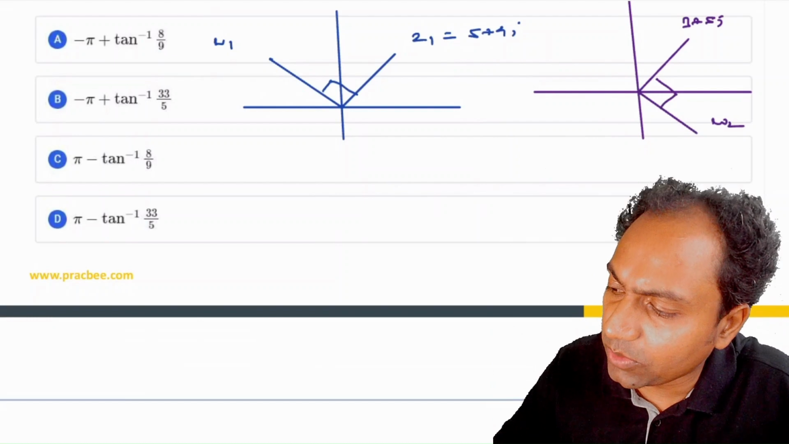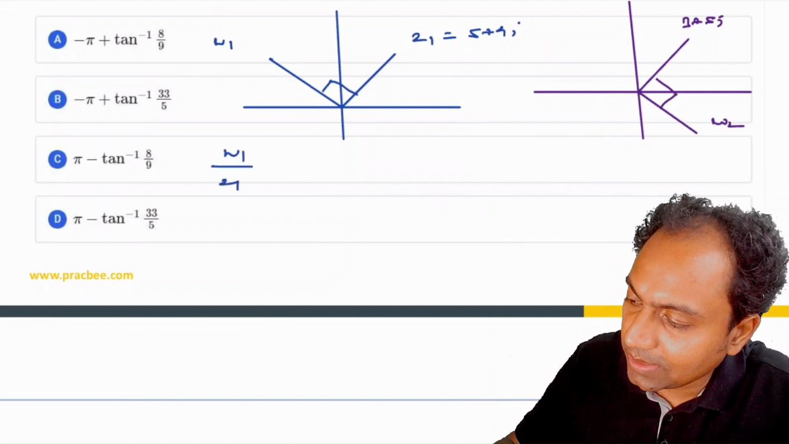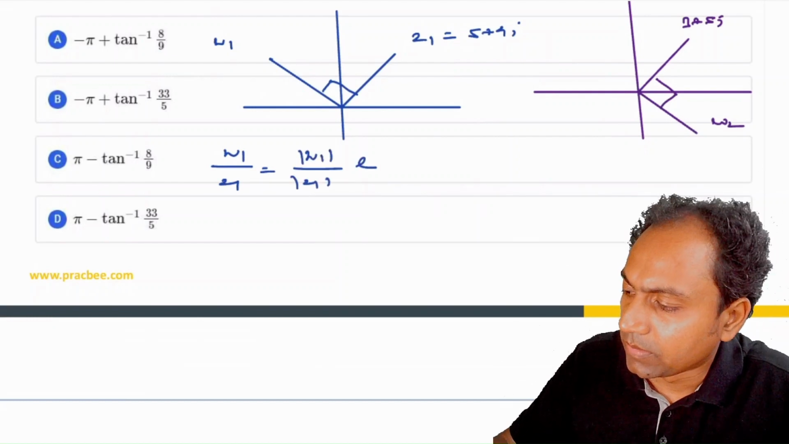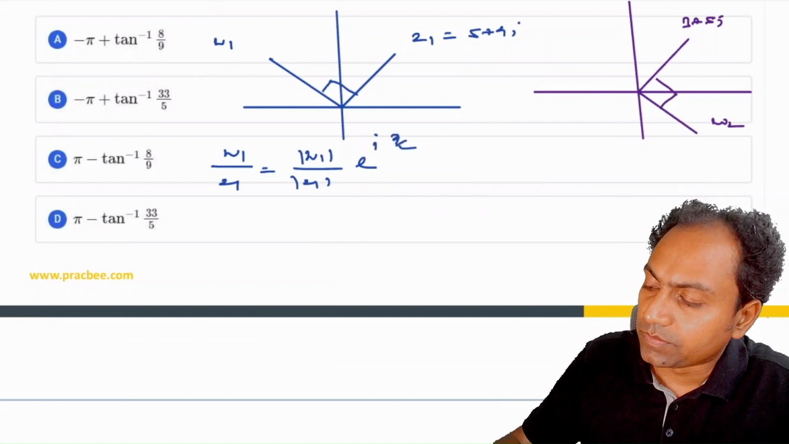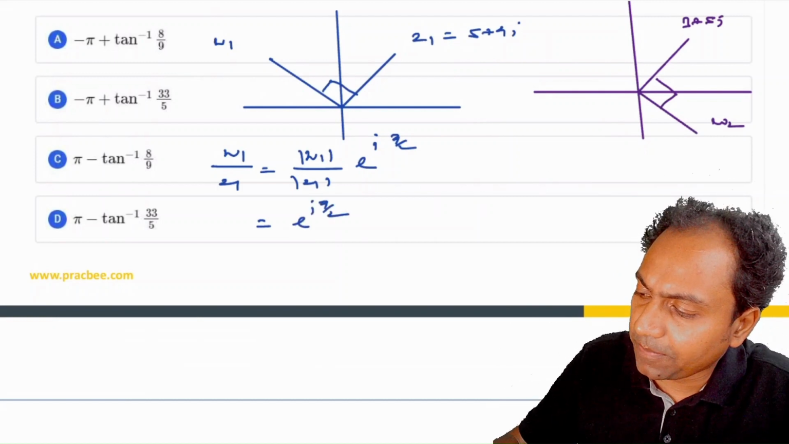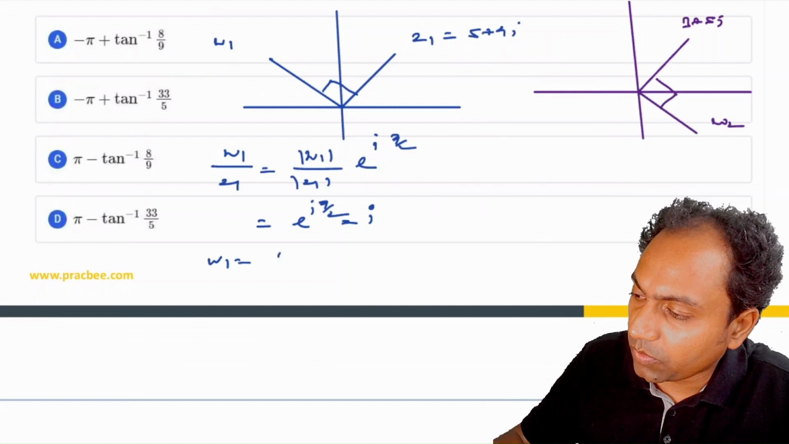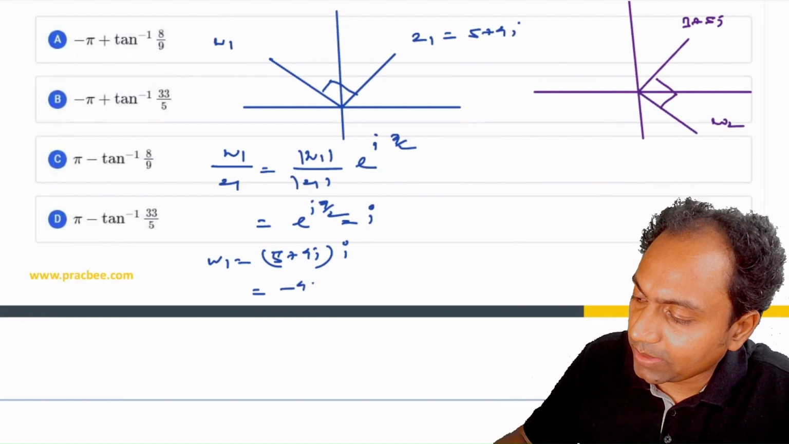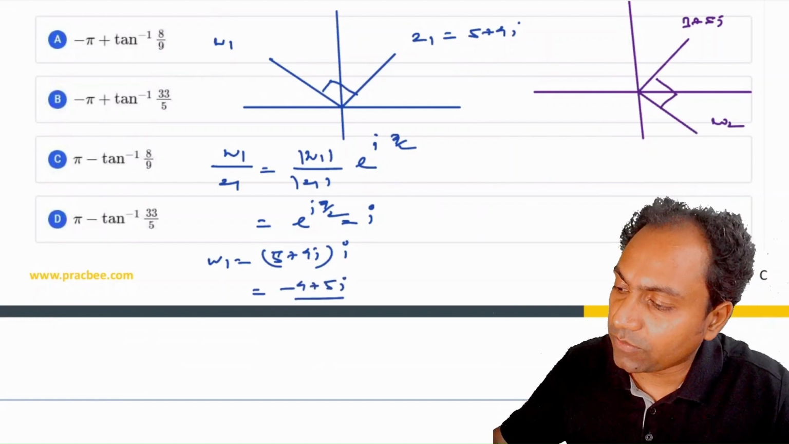So let us first find W1. W1 by Z1 is nothing but mod W1 by mod Z1 into e raised to the power I times pi by 2. Now you can see that since the moduluses are equal, it becomes e raised to the power I pi by 2, and this is equal to I only. So the value of W1 is nothing but 5 plus 4i into I, which comes out to be minus 4 plus 5i.